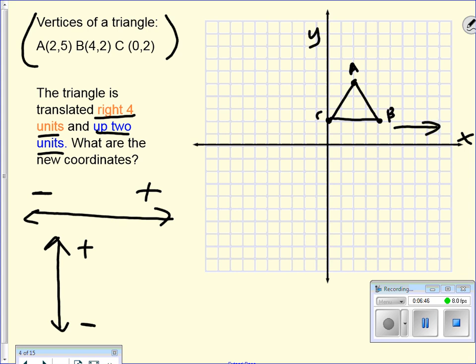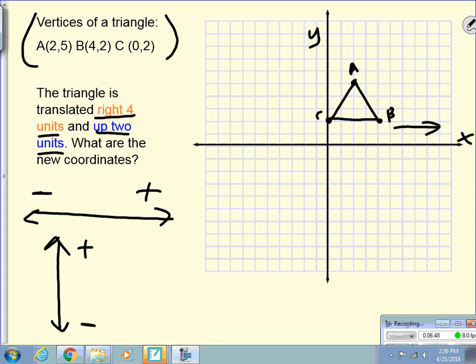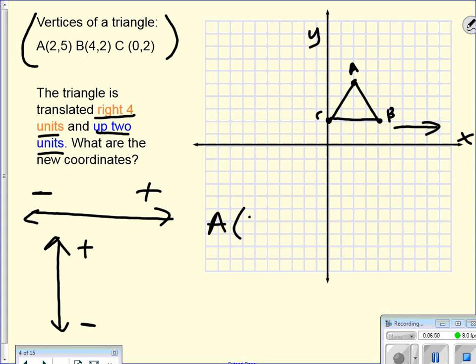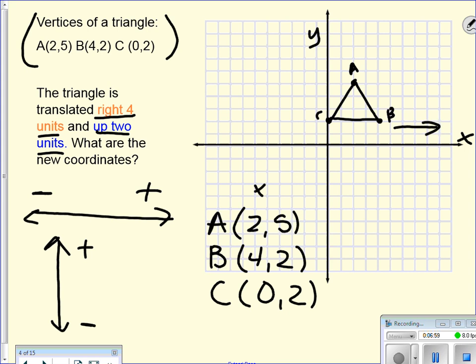Now watch. I'm going to take my old pairs here and write them like this. And C is going to be 0, 2. And up here, I'm going to put X and Y, so I know which ones are my X's and which ones are my Y's. Make sense? So it's telling me I'm going to go right 4 units. If we think back, if I'm going to go right, what am I going to change? My X. Very good. So if I'm going to go right 4 units, what am I going to do to my X? Do you think I'm going to add 4?